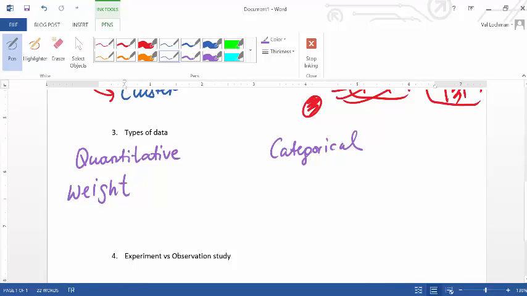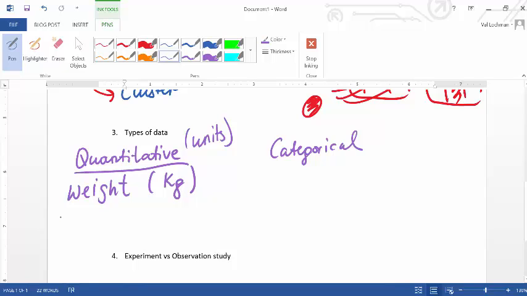Okay. Quantitative. How do I know? Weight is measured. So let's say in our case it's measured in kilograms. As soon as you see units of measure, you know this data is quantitative. Okay. What would be another example?